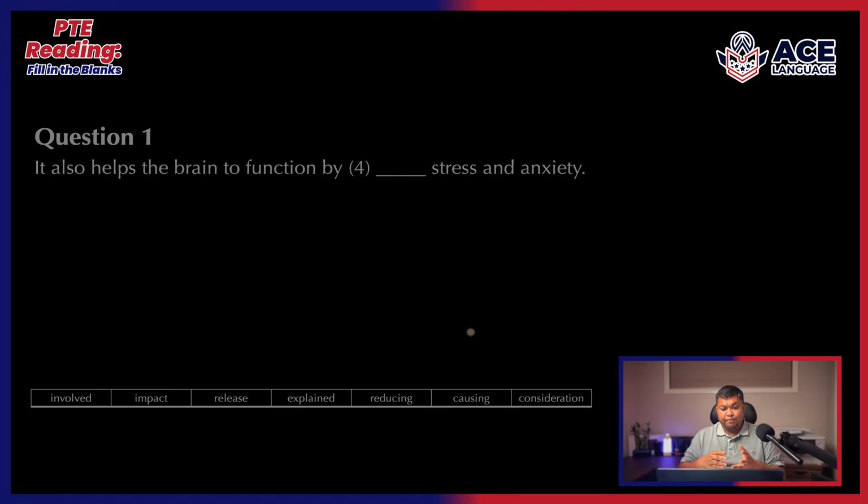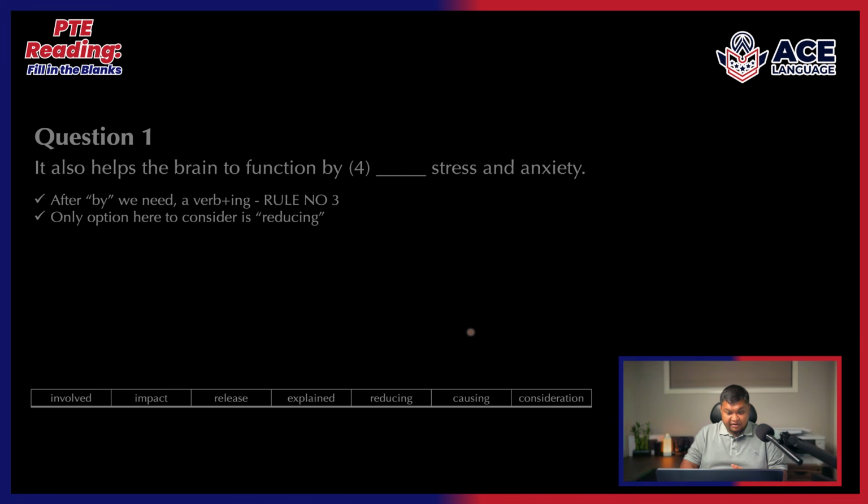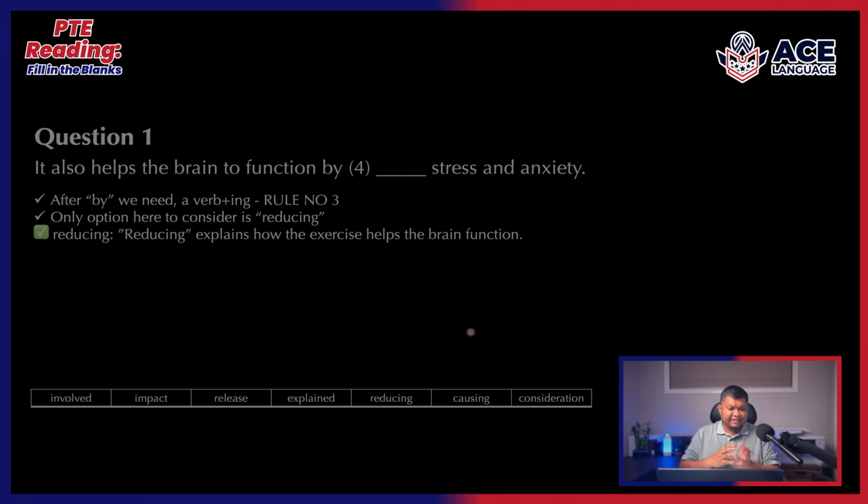It also helps the brain to function by dash stress and anxiety. We have by, that means we need something with ing form, right? So if we need something with ing form, the options that we have here are actually very few. We have only one option, that is reducing. In terms of meaning also, it shows how the exercise helps the brain function by reducing stress and anxiety. So your brain function definitely improves if your stress and anxiety goes down, right? So your answer is reducing.